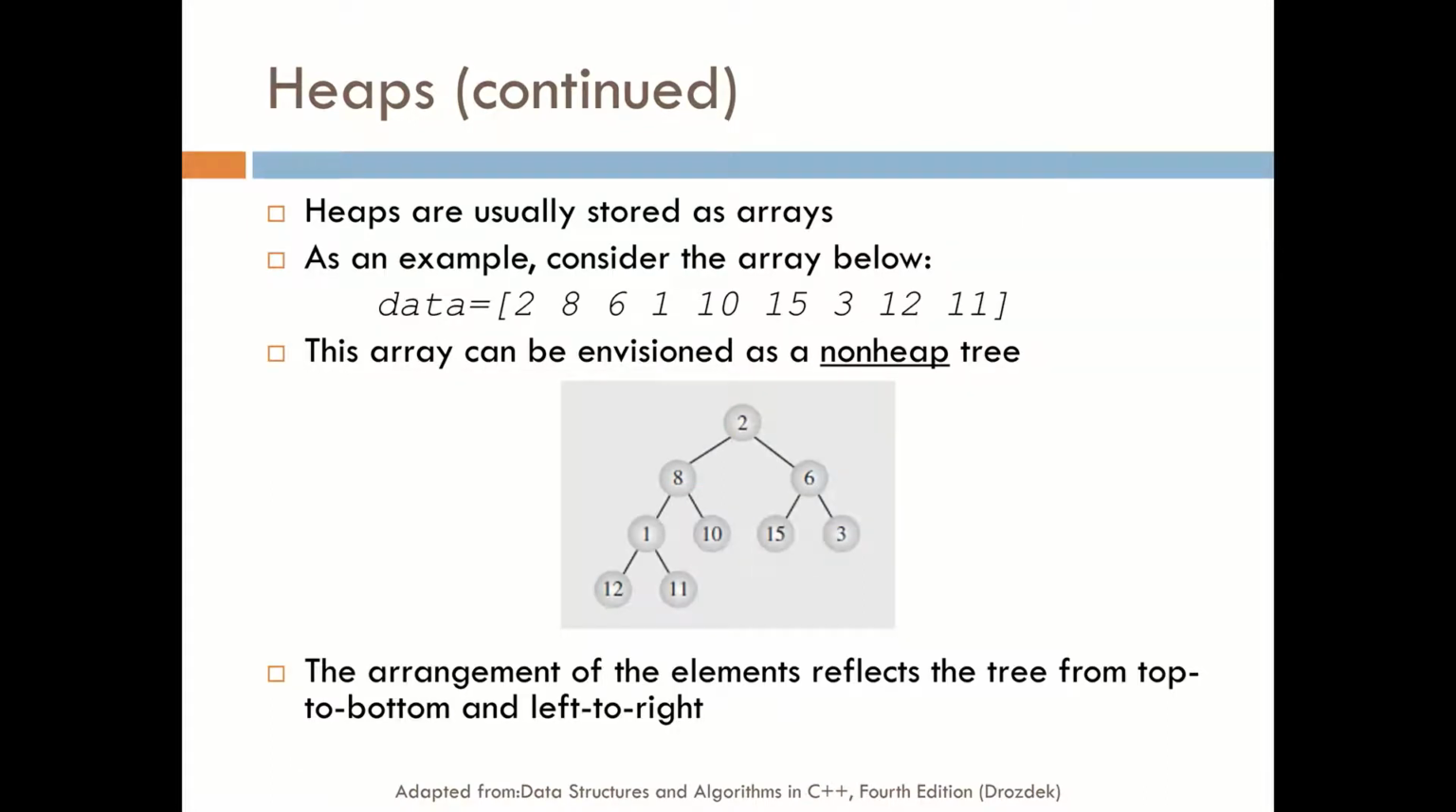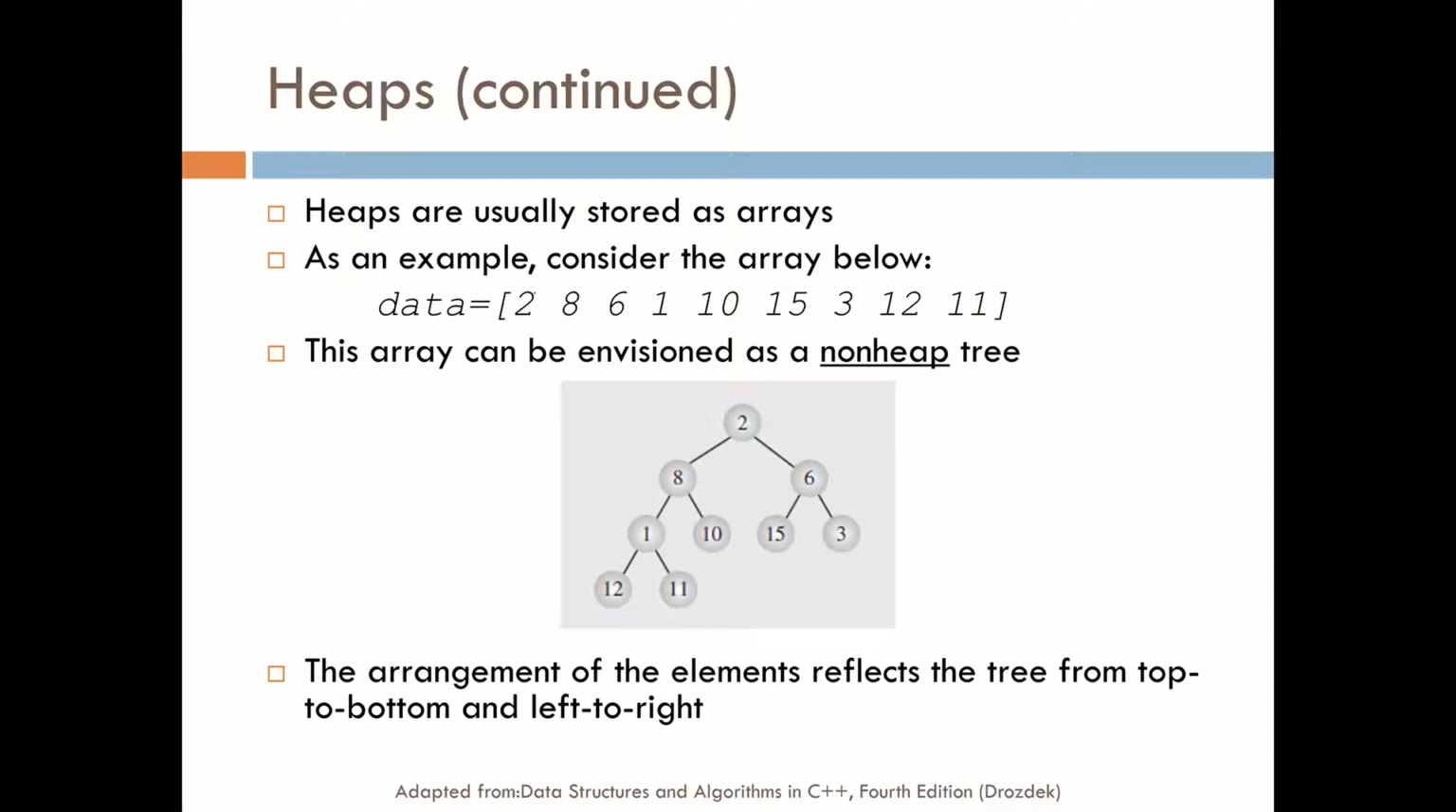Now, heaps are usually stored as arrays. They're data structures and they're stored as arrays. And here's an example of a heap. We're going to take a look at this array called data, and the elements are shown. And we can take that array and envision it as a tree. It would be a non-heap tree in this case by basically going in a row.